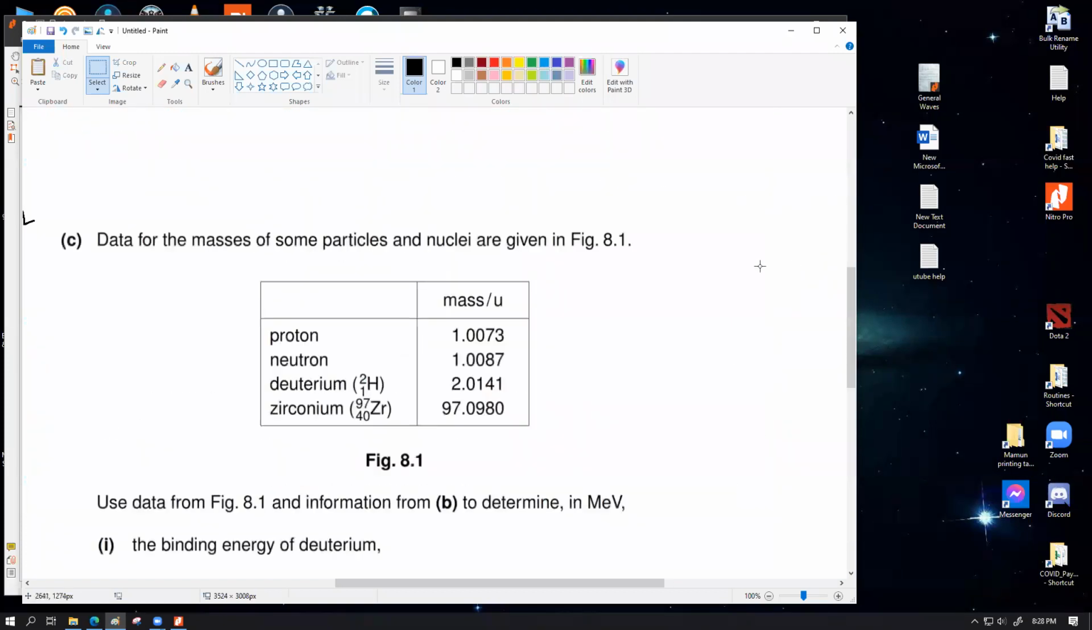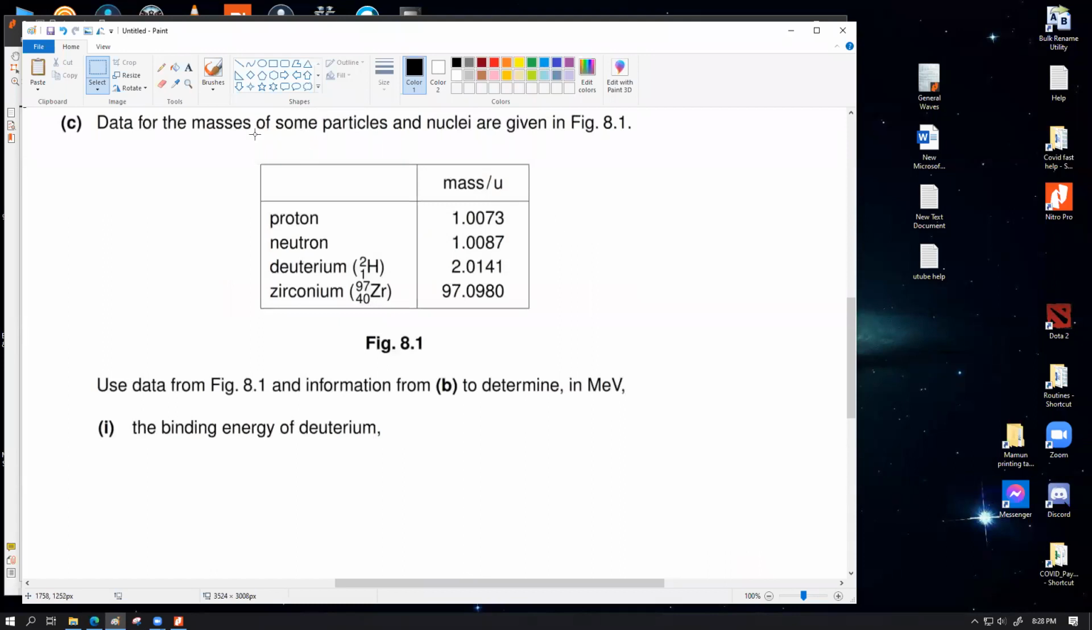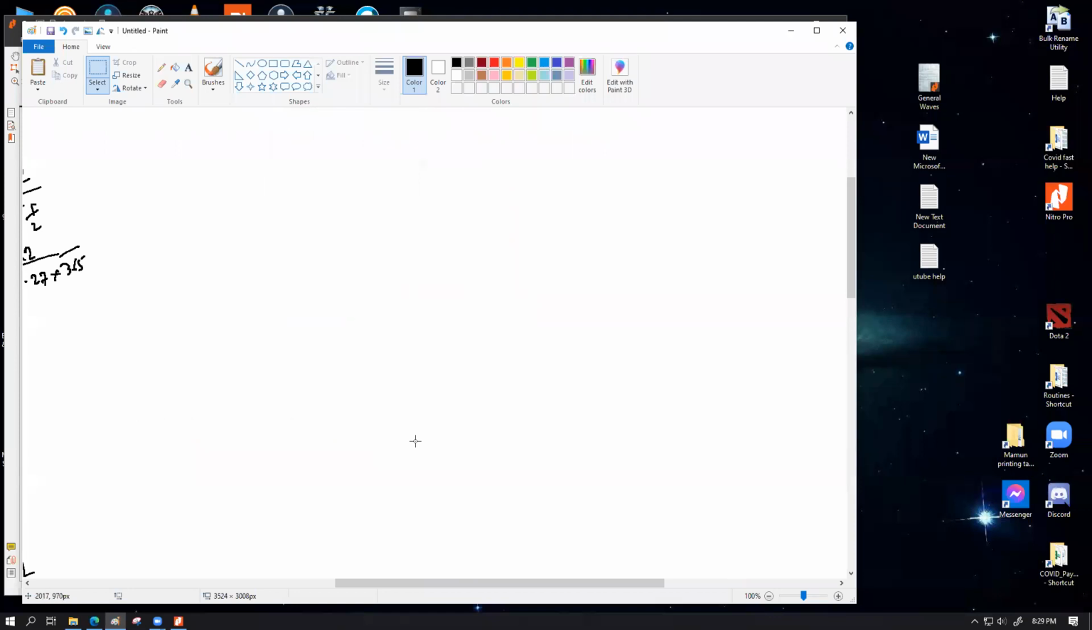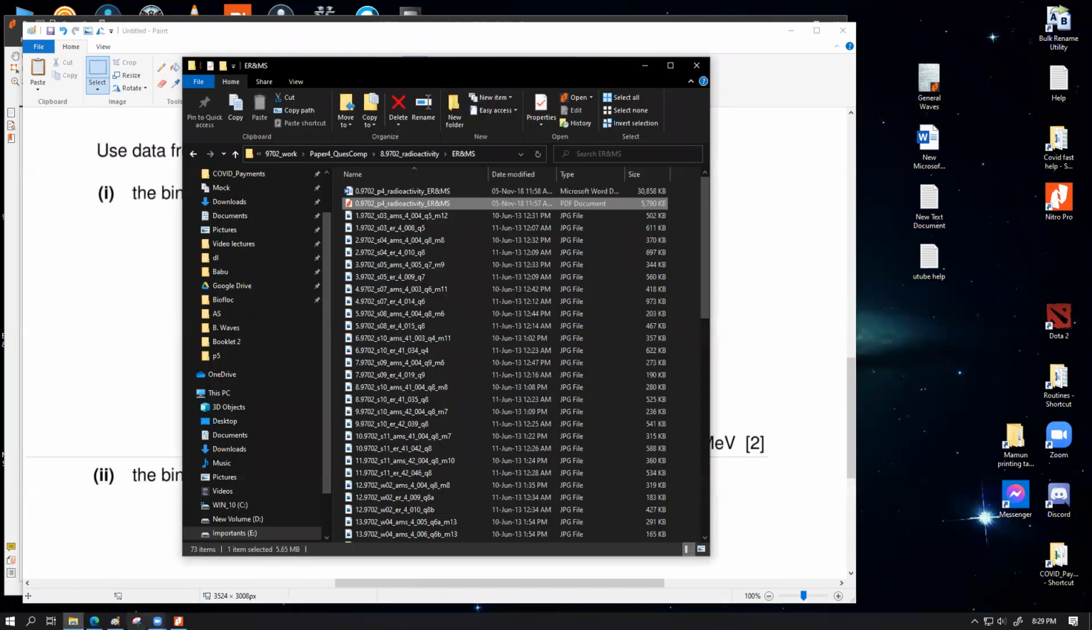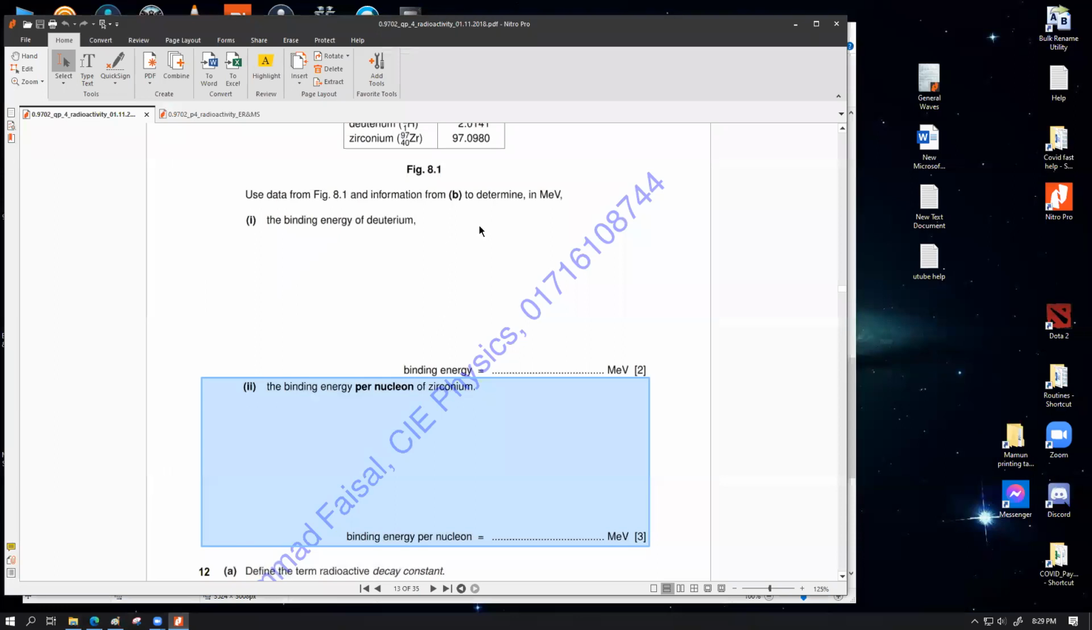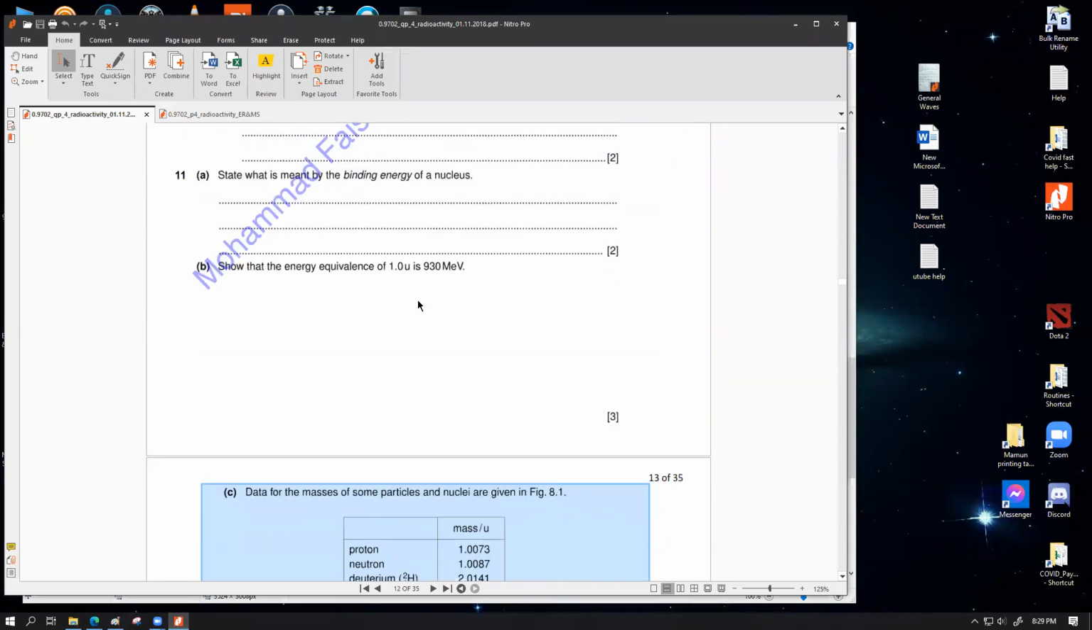Okay, so let's have a look. This question says that data for the masses of some particles and nuclei are given in figure 8.1. So proton mass, neutron mass, deuterium has a mass of this much, zirconium has a mass of this much. Use data from figure 8.1 and information B to determine, in megaelectron volt, the binding energy of deuterium. So to calculate the binding energy of deuterium, we can simply use the relationship that we have just calculated, because the answer is in megaelectron volt. We just calculated in the earlier question that 1 U is equivalent to 930 megaelectron volt.